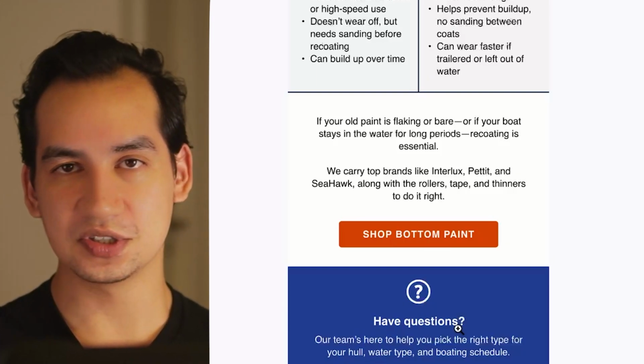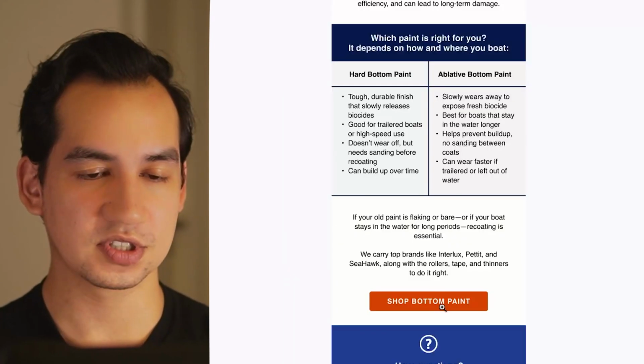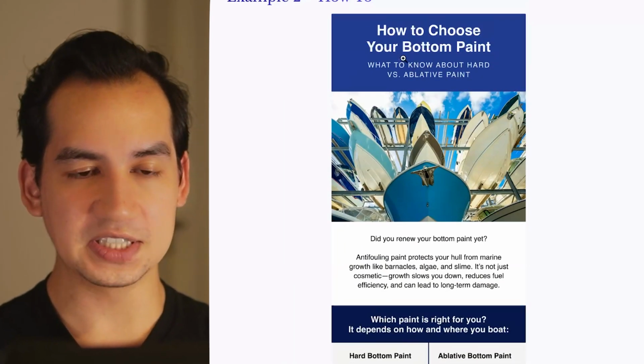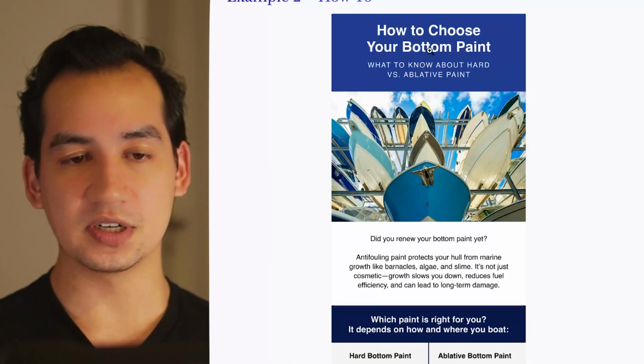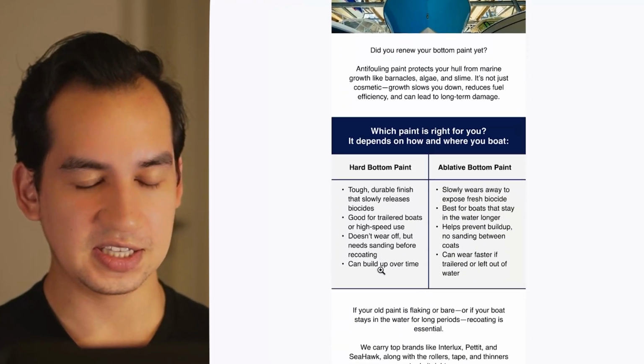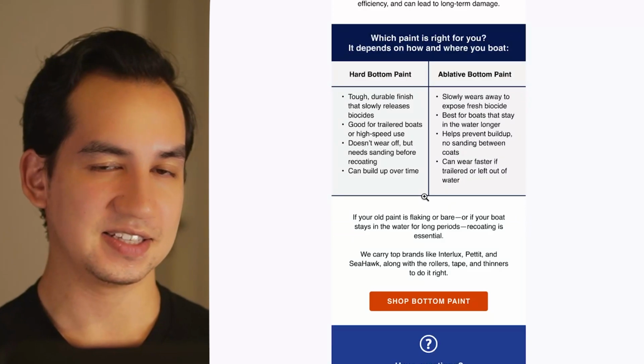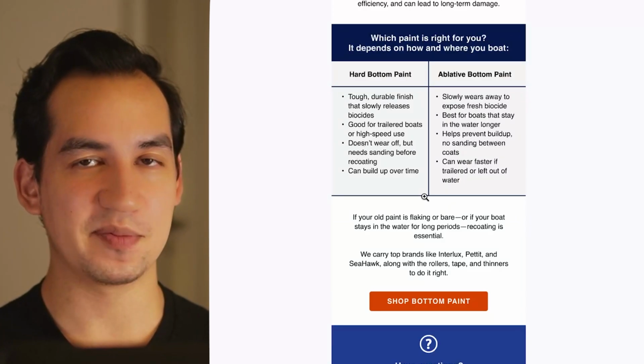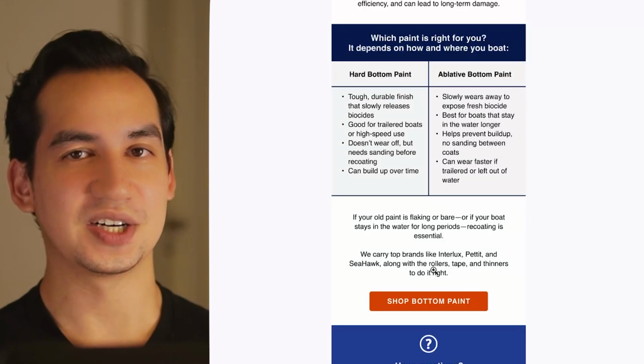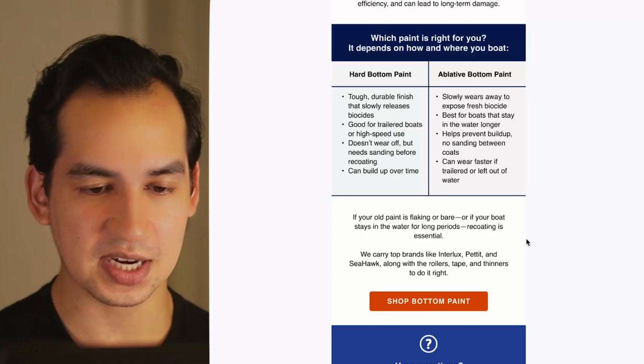And then of course down here, any sort of supporting content. If you have questions, you can just email us and our support team will help you. But basically, we're solving a main problem here. Here's how to choose it. Here are the deciding factors that you need to consider. And once you've figured out what type of paint suits your situation, you can come shop with us. We have all these top brands.